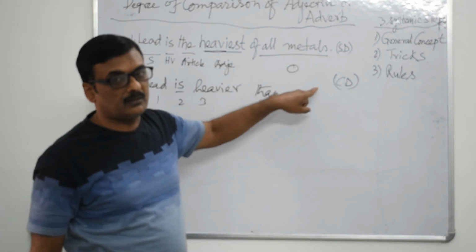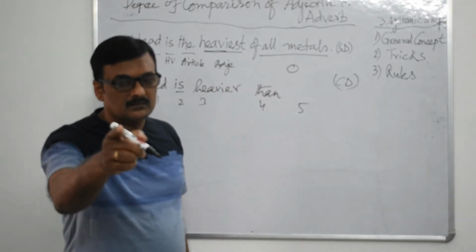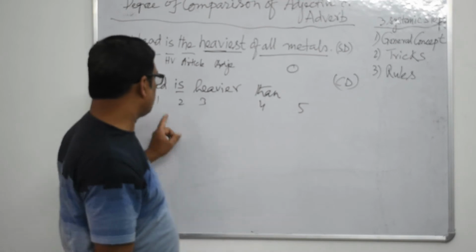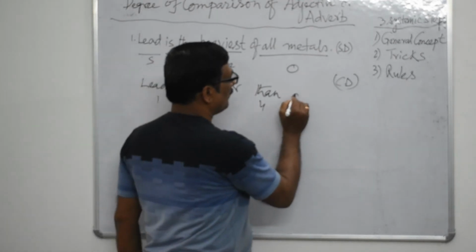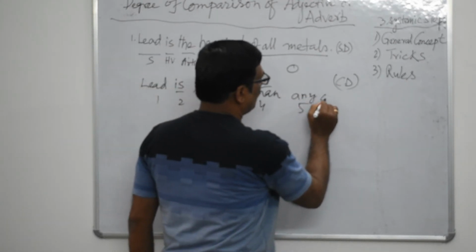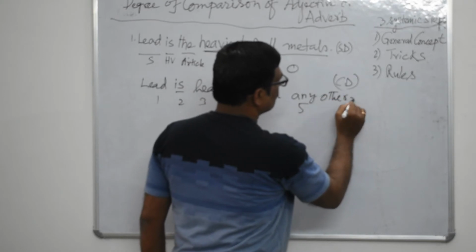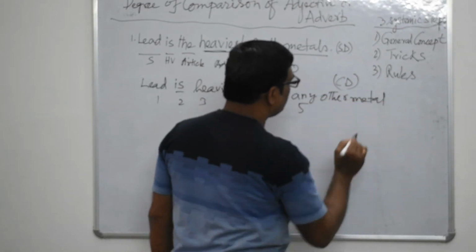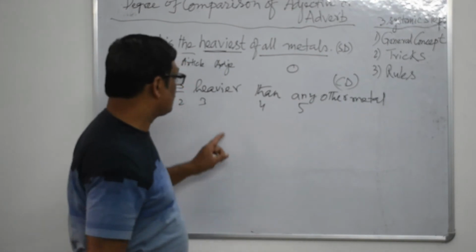Number 5, the object of superlative degree will come down directly with little change. That is, lead is heavier than any other metal. Lead is heavier than any other metal. It is the comparative degree.